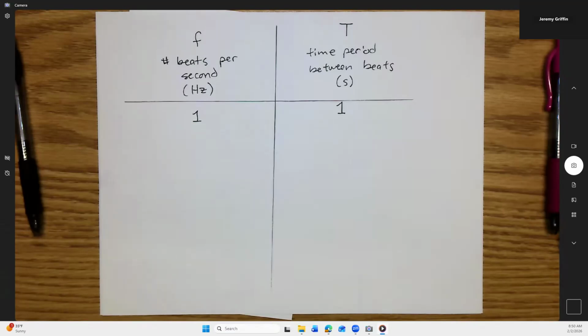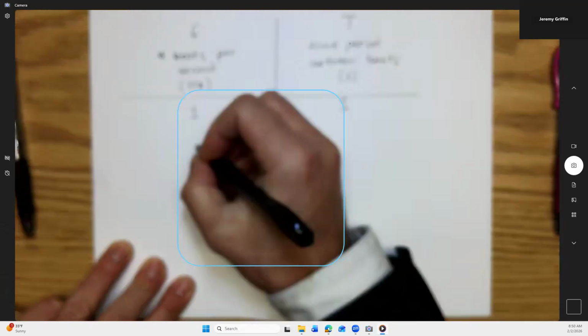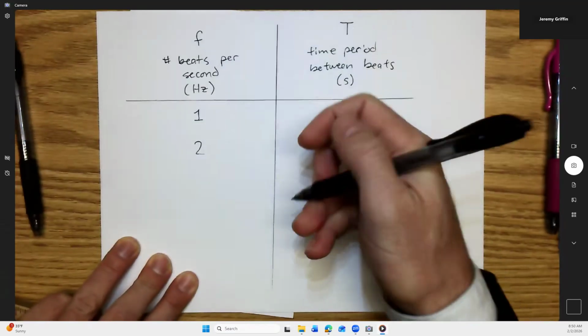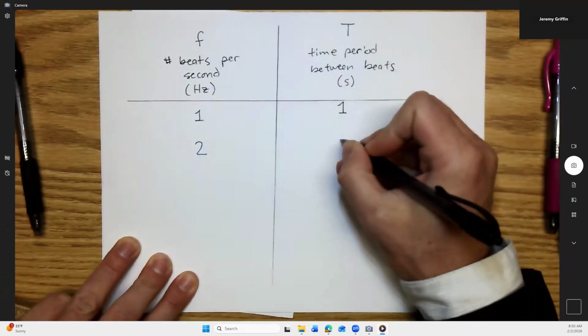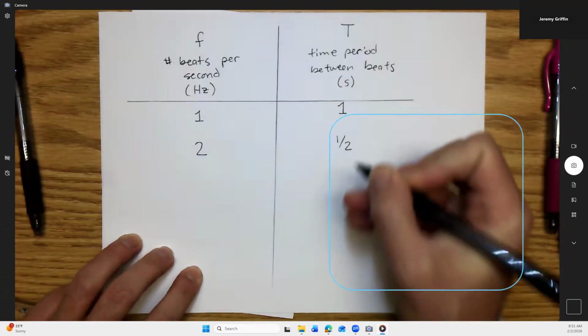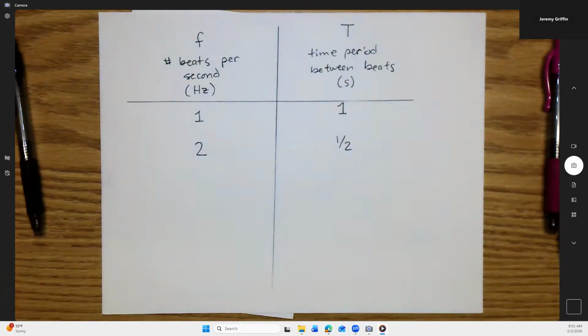About how many beats per second were you guys hearing? 2. So you could call that a frequency of 2 hertz. You guys get that? 2 hertz. But what's the time period between beats? Half of a second between beats, isn't it? Half a second. Figure it out.